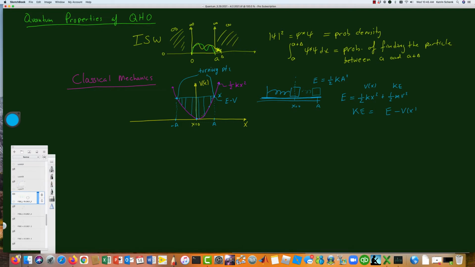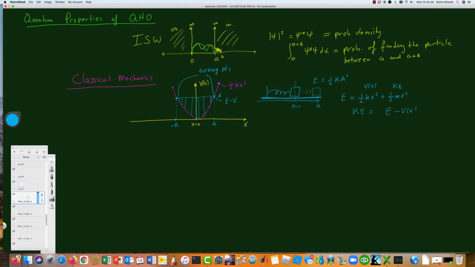Okay, so the point here is just in classical mechanics, you can't cross your turning points, right? Because your potential energy in this case would be higher than your total energy, and that's not allowed, right? Okay, so keep that in mind.